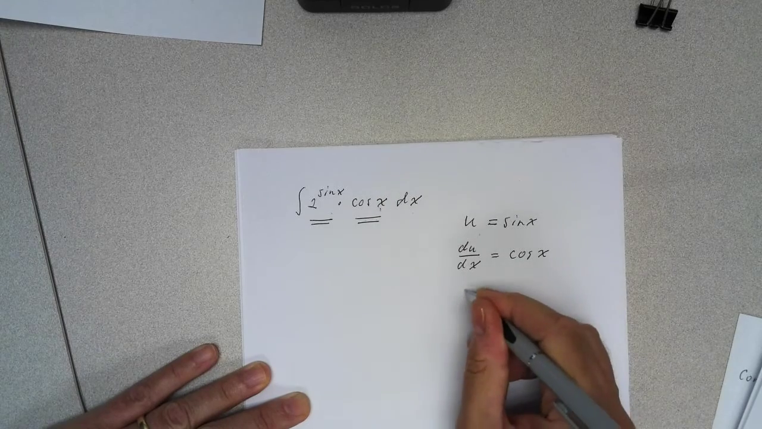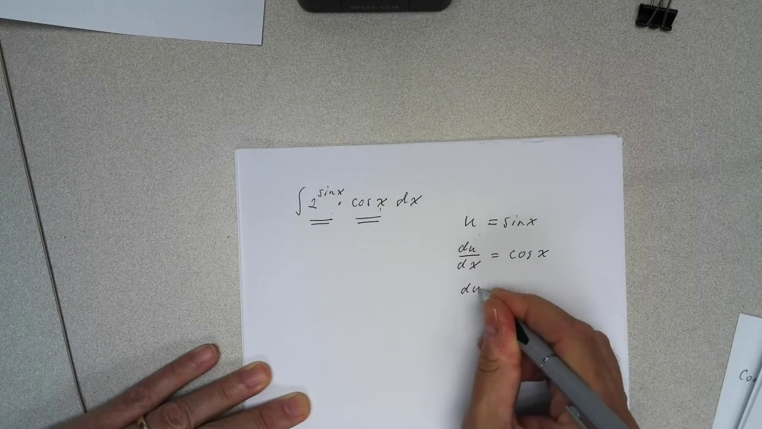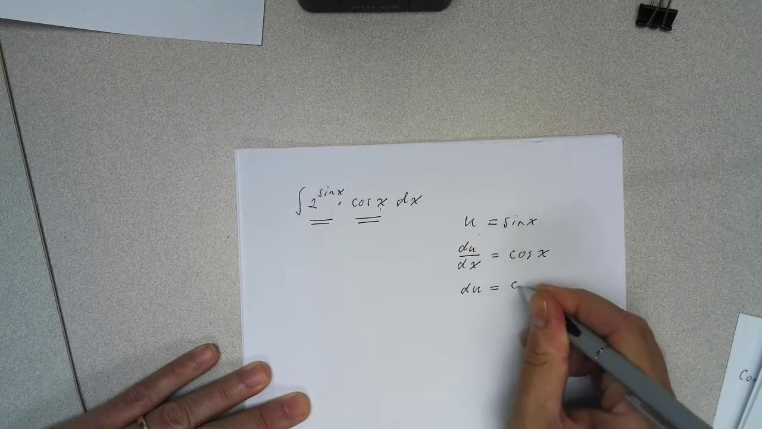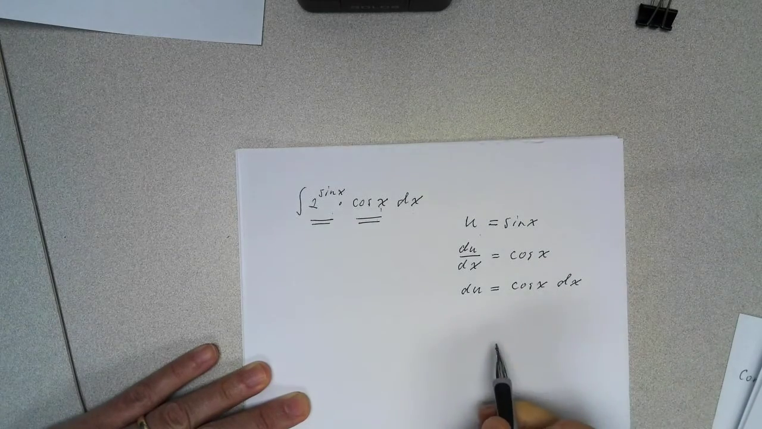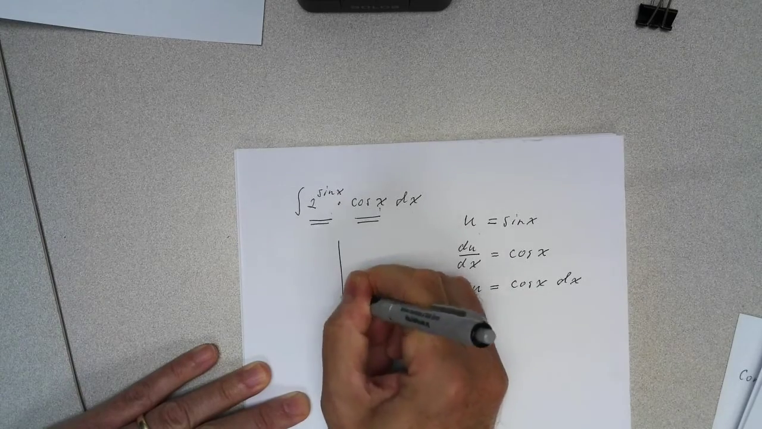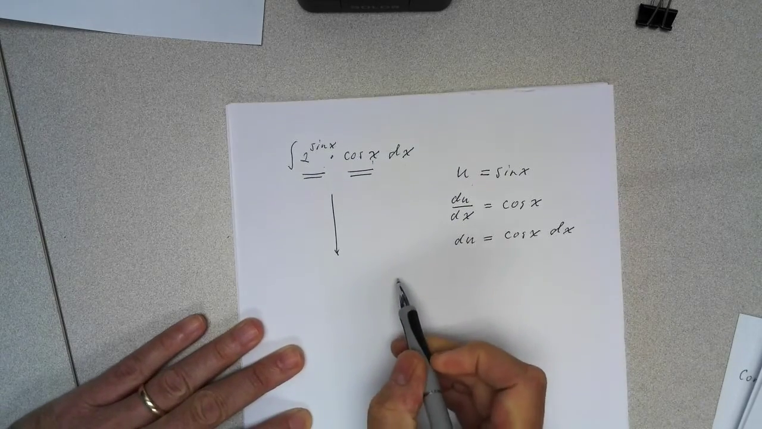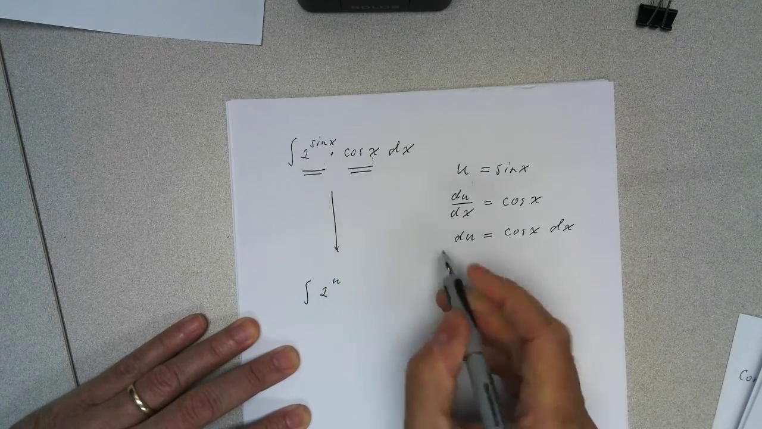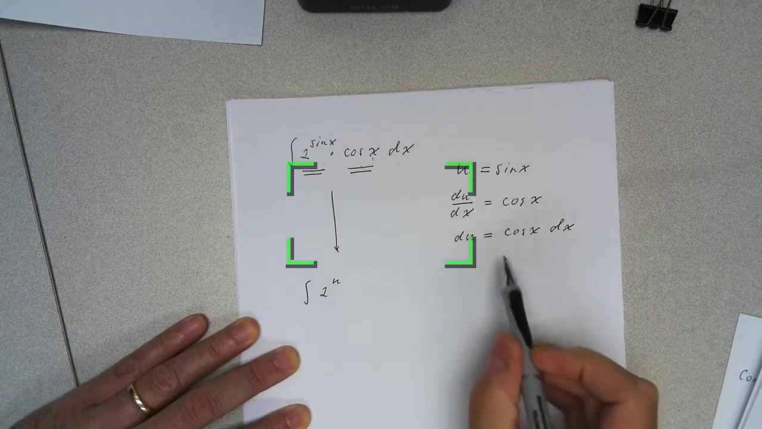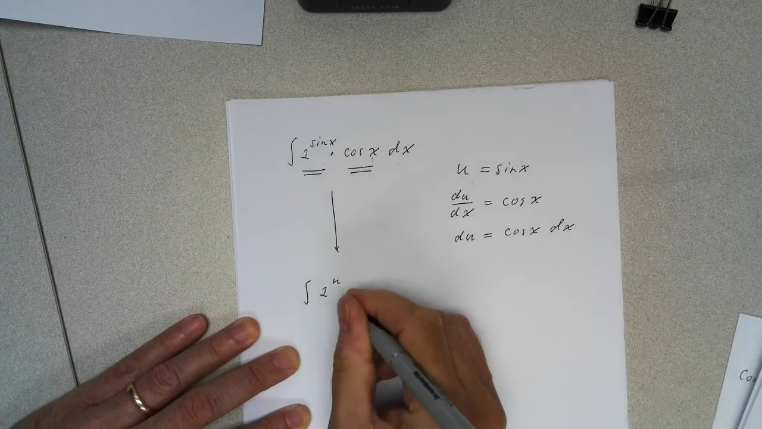Or, in other words, cross-multiplying, du is cosine of x dx. Now let's rewrite the original integral in terms of u. 2 to the sine x would become 2 to the u, and the cosine of x dx is simply our du right here.